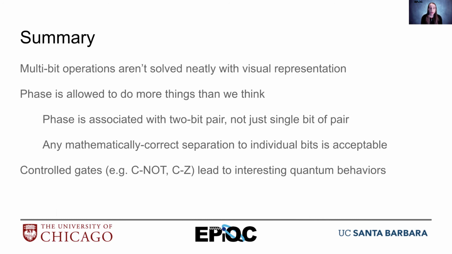And we also learned that control gates, we already saw that CNOT led to interesting quantum behaviors. And now we're seeing that the CZ gate also leads to interesting behaviors that are going to be more important later, this type of behavior.